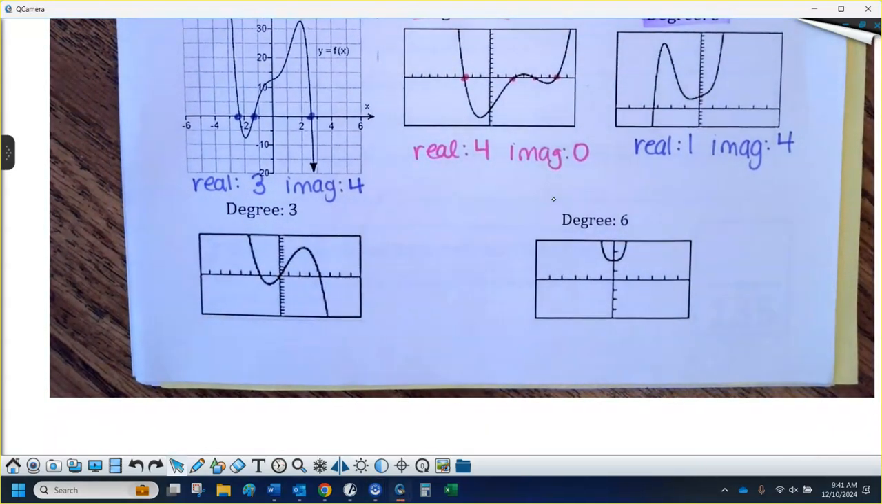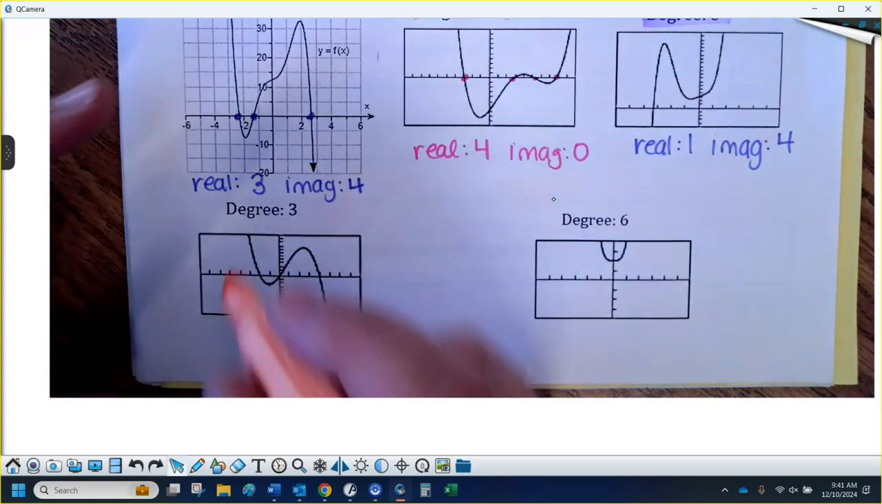It's kind of backwards from that table. With the table, I start with imaginary and do even numbers. With the graph, I would start with real and then figure out what you're going to have to add up to give you the degree.